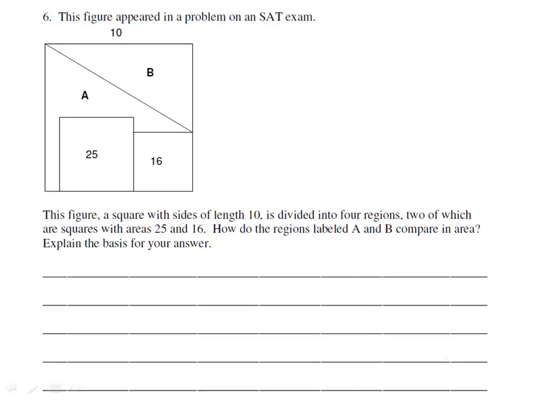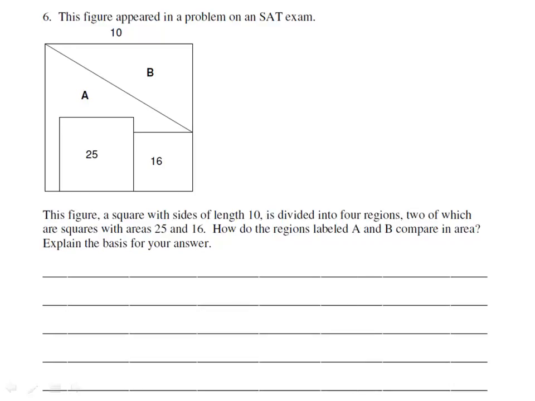Here we are, we're at the last one on the practice test. This figure appeared in the problem on an SAT exam. This figure, a square with sides of length 10, is divided into 4 regions, 2 of which are squares with areas 25 and 16. How do the regions labeled A and B compare in area? Explain the basis for your answer.